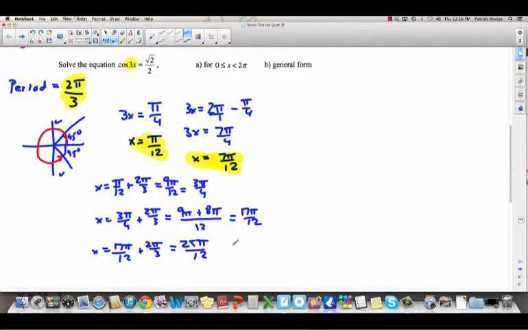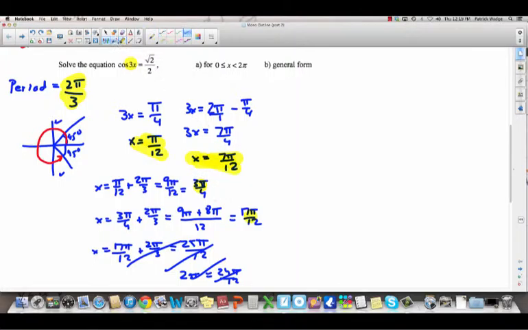How do you know that's too big? Because it has to be smaller than 2 pi, right? And 2 pi is the same as 24 pi over 12. This is 25 over 12, so this is too big. We found 2 more answers here. That's when we went from here and we added 1 period and another period. You can see you're going to have 3 times as many. Because you're dividing by 3, you actually get 3 times as many because of that horizontal compression.